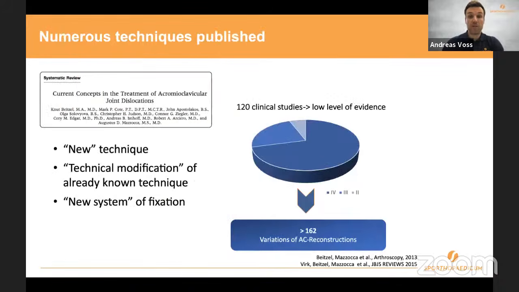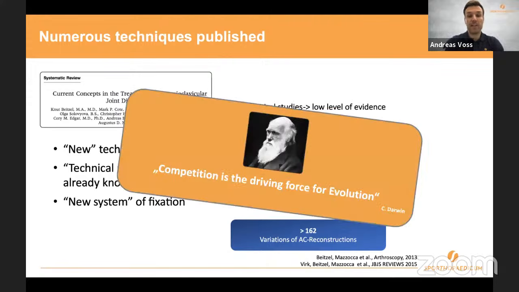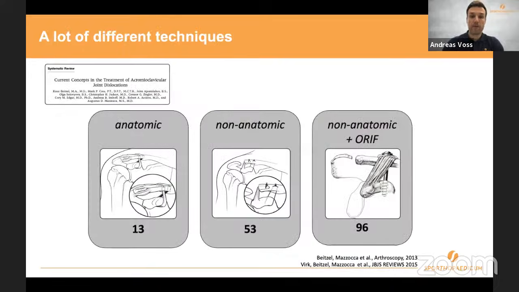Part 3 will be the surgical treatments and techniques. And as we know from this study from Knut Beitzel from 2013, we have over 162 variations of AC joint reconstructions. So we have new techniques, technical modifications, and new systems and implants. That being said, it is clear that there's no gold standard in the technical reconstruction or the technical application of implants, because there are so many different variations. But competition is the driving force for evolution, as Charles Darwin mentioned.